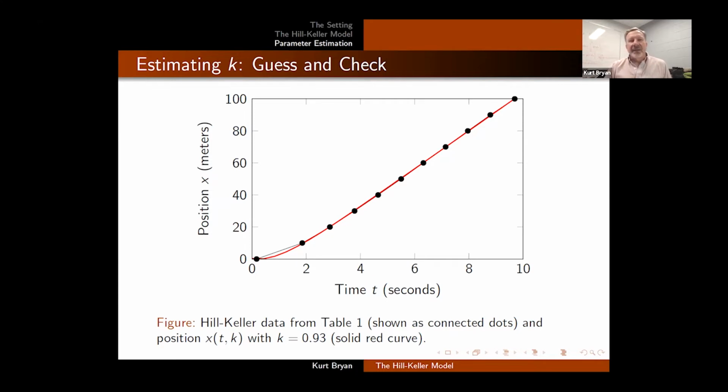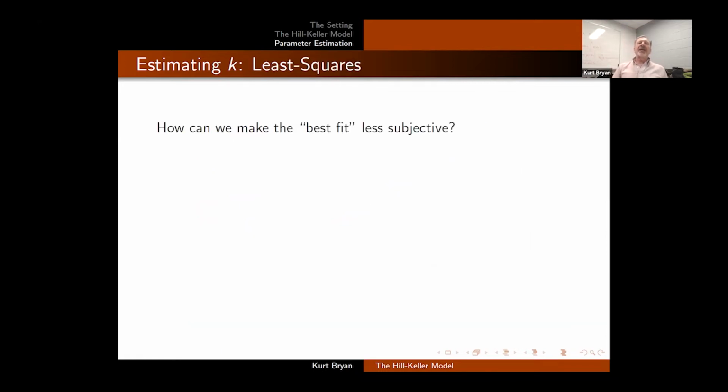But I like to give them techniques for estimating parameters that are a little less subjective. The one thing I point out to them is everybody picked about the same value, but it's a little subjective if we're trying to fit parameters in this manner. Is there a more official procedure we could do?